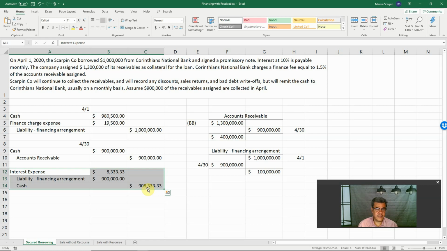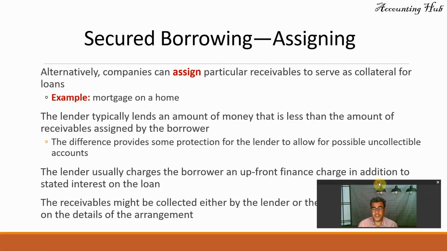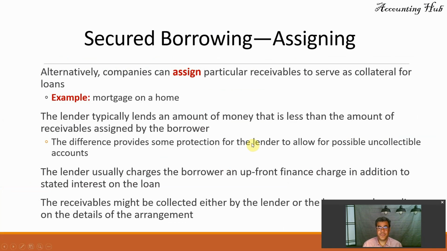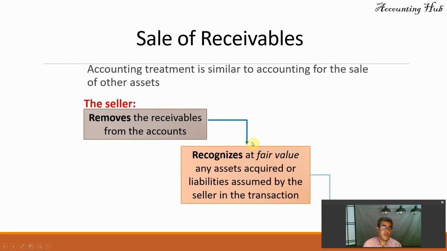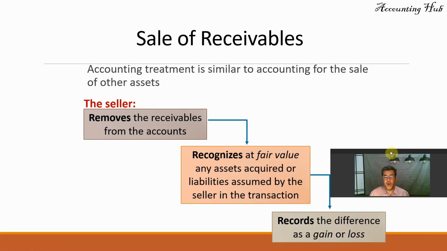Okay, guys, so this is the secured borrowing. The most common one, however, is not this one, it is the sale of receivables. The accounting treatment is similar to any other sale of an asset. We remove the receivable from the accounts, recognize at fair value any asset acquired or liability assumed by the seller in the transaction, and record the difference as a gain or loss. And here we have only one journal entry, much easier.